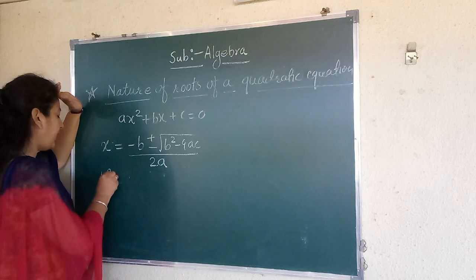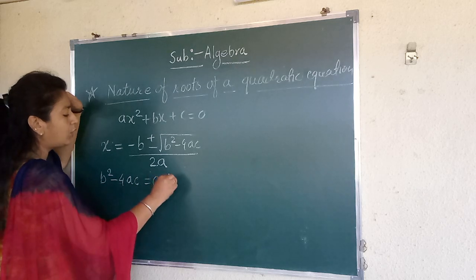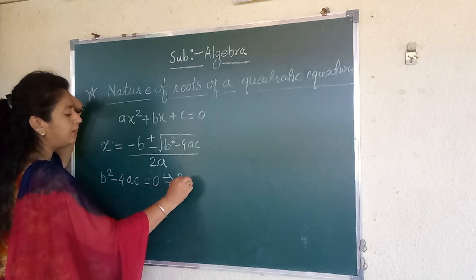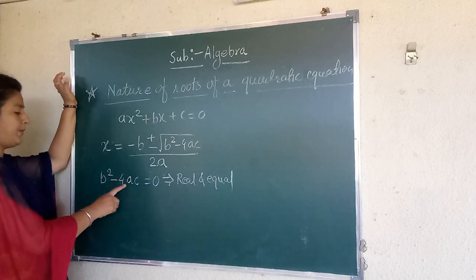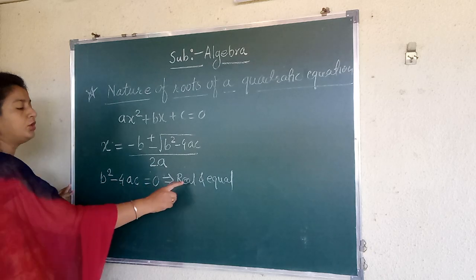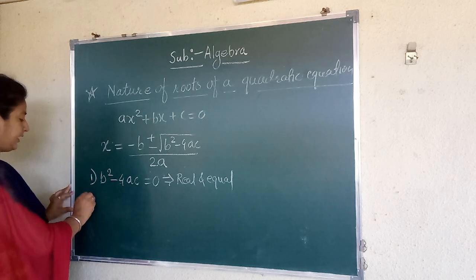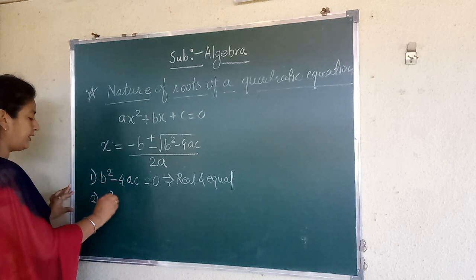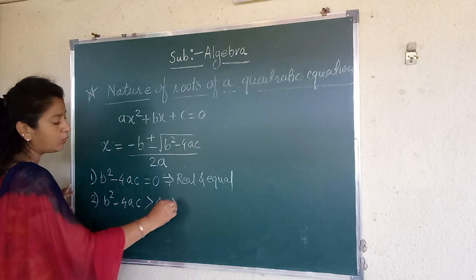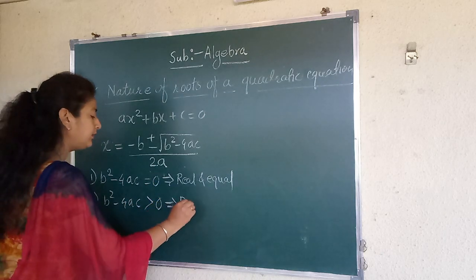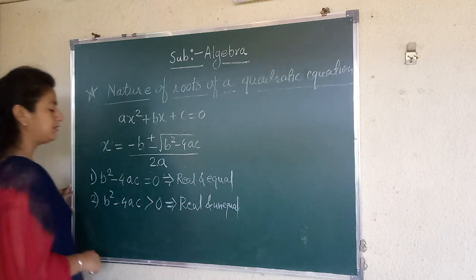Suppose b square minus 4ac is equal to 0. Then the roots are real and equal. This is the first condition. The second condition is that b square minus 4ac is greater than 0, then the roots are real and unequal.